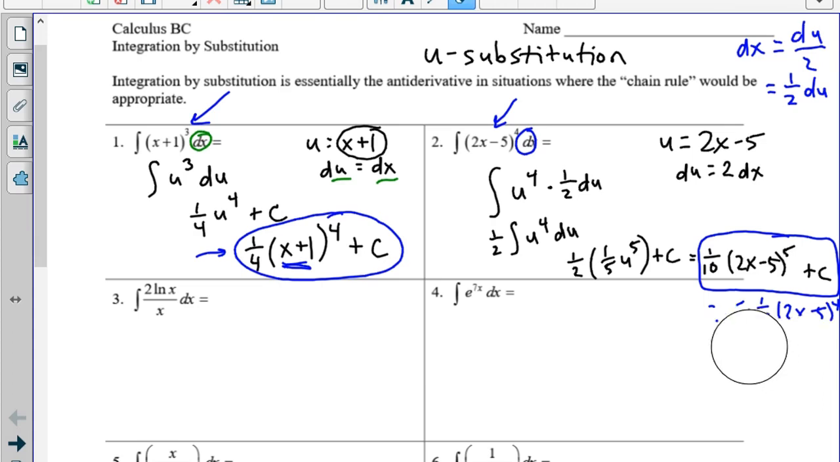So that's good. That's basically what's happening. I just want to keep reminding us that what is essentially happening is we are undoing the chain rule. Let's take a look at problem 3.